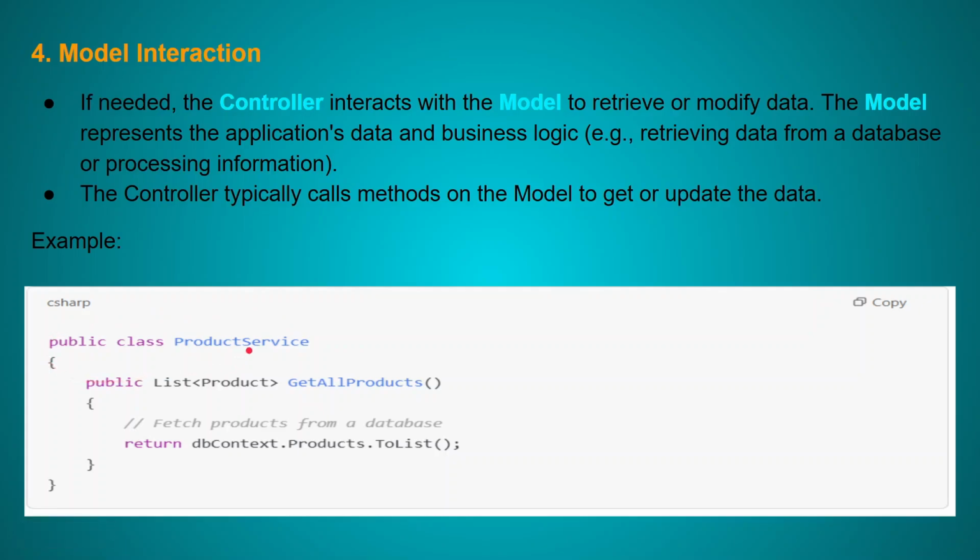This is a class ProductService and we have a GetAllProducts method. It returns a list of products. See, here we are fetching products from the database. Here we are returning the product list.